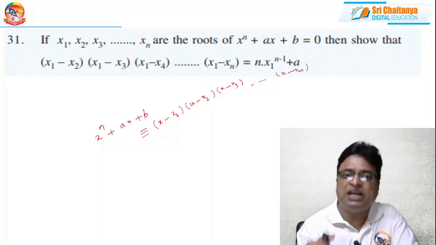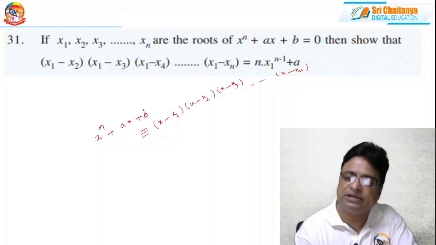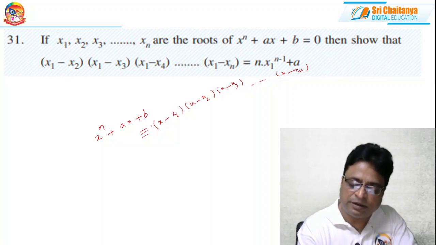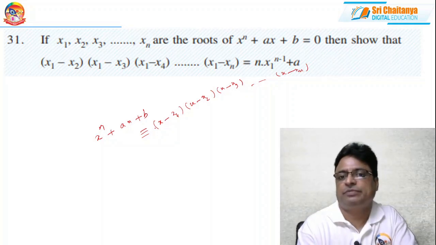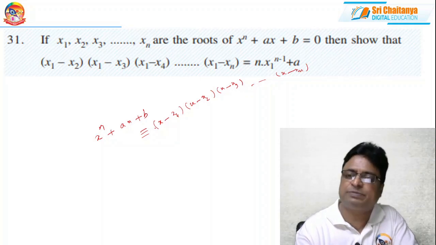This is one of the brilliant steps one should practice. Since the coefficient of x power n is 1, I have written it like this. If some coefficient has been given for x power n, I can write that coefficient before x minus x1. But this is the concept. Now differentiate on both sides with respect to x.